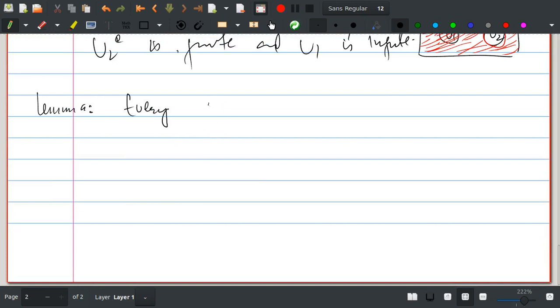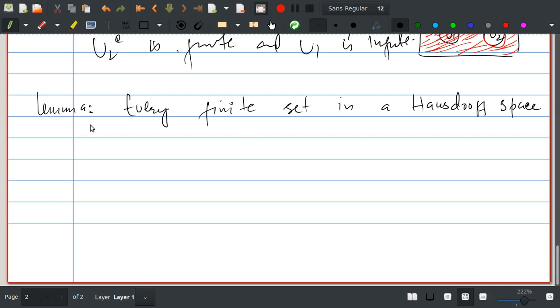This lemma states that every finite set in a Hausdorff space is closed.